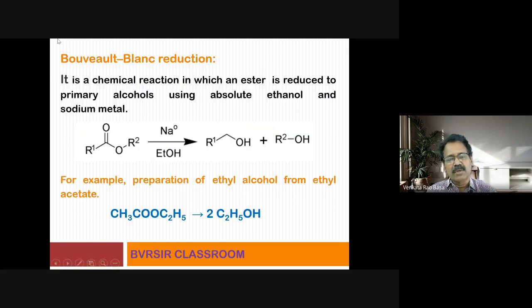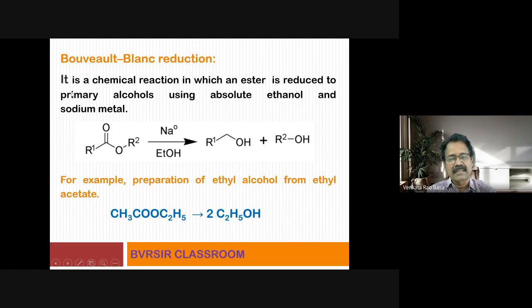Another one is Bouveault-Blanc reduction. What is Bouveault-Blanc reduction? We take an ester and subject it to reduction in the presence of sodium and ethyl alcohol. An alkali metal is taken in the presence of ethyl alcohol and reduction is carried out. That results in the formation of alcohol. That reaction is called Bouveault-Blanc reduction.